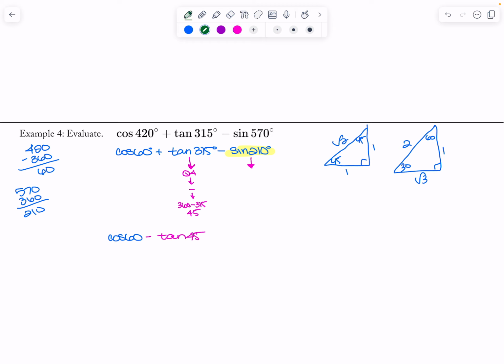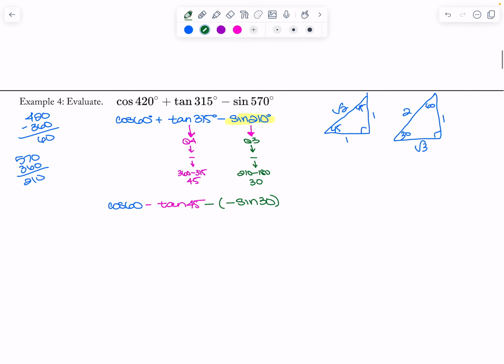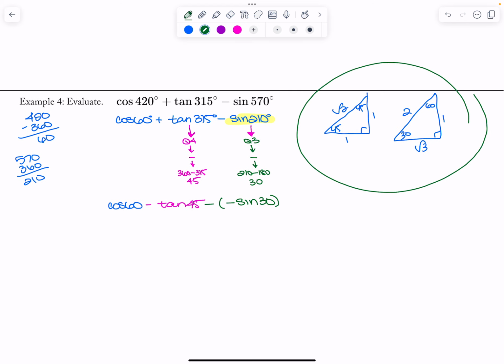So 210 is in quadrant 3. Sine is negative in quadrant 3. My reference angle is 210 minus 180, which is 30 degrees. So this would be a negative of a negative sine of 30 degrees. So that's how we reduce it to these triangles here.